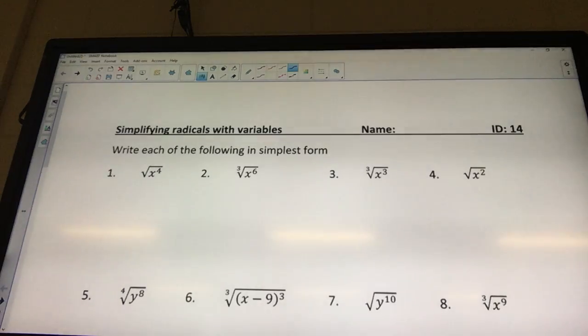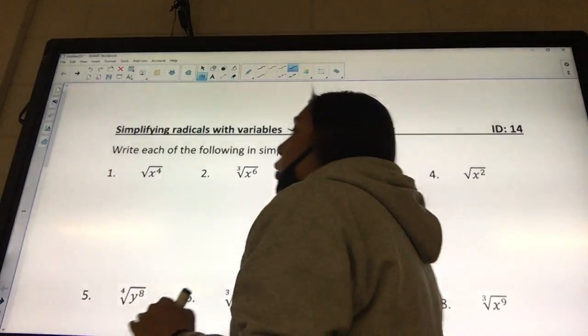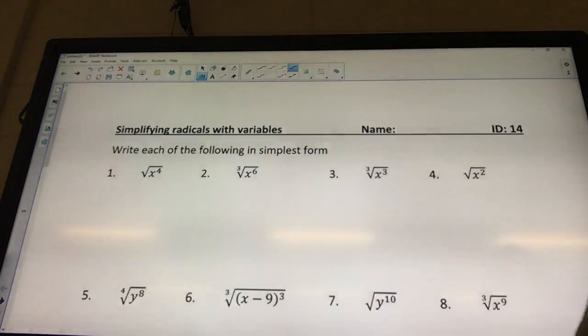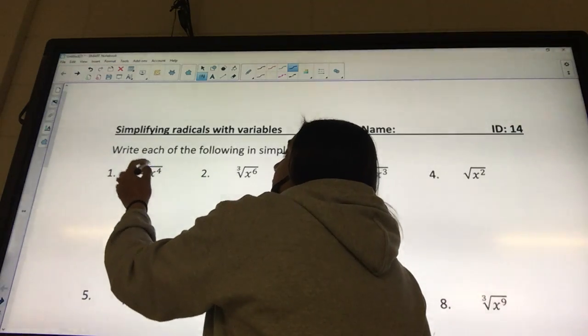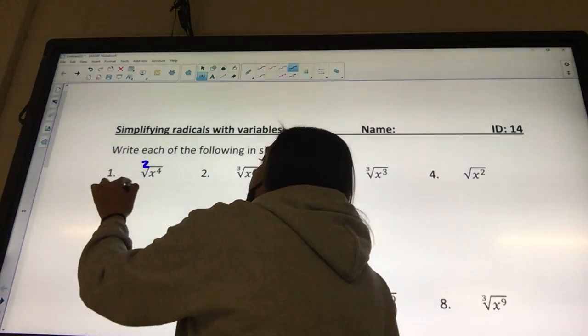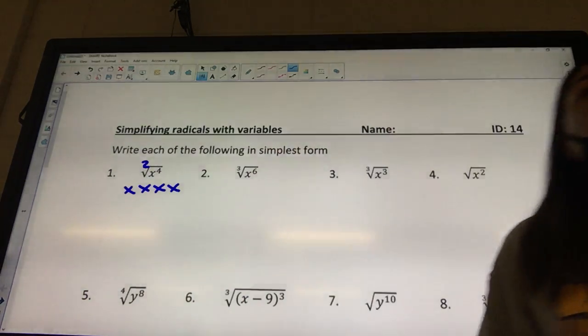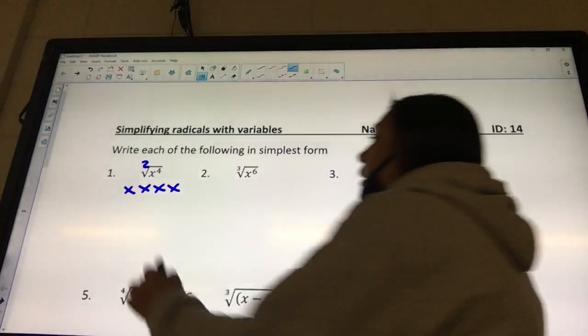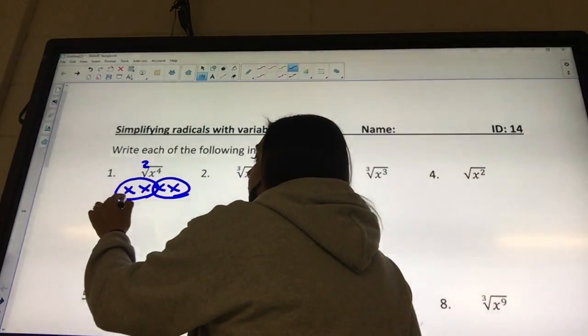I'm going to do all the odds. You guys will do all the evens. If we look at number 1, what is our group number? 2. There's a magic 2 on the outside. And this x to the 4th means that there are 4 x's: 1, 2, 3, 4. So how many groups of 2 could I do of the x's? 2. For every one you circle, you put 1 on the outside.